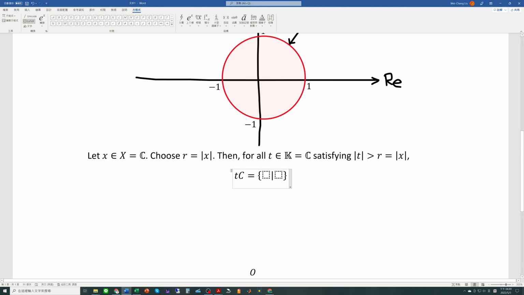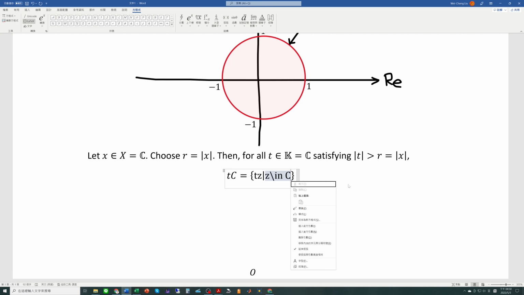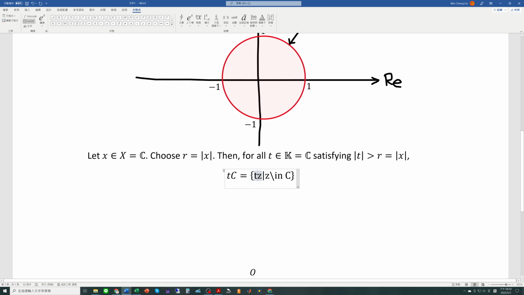Let us see what is TC. T times C, a scalar times a set. Its meaning is easy. It is equal to the set of all TZ, where Z is in the original set C. Like this. It should be italic.